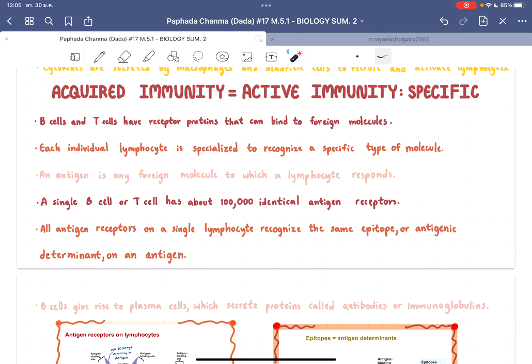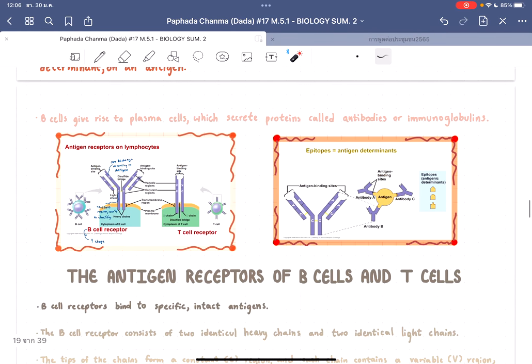B cells and T cells have receptor proteins that can bind to foreign molecules. Each individual lymphocyte is specialized to recognize a specific type of molecule. An antigen is any foreign molecule to which a lymphocyte responds. A single B cell or T cell has about 100,000 identical antigen receptors. Antigen receptors on a single lymphocyte recognize the same epitope, or antigenic determinant, on an antigen. B cells give rise to plasma cells, which secrete proteins called antibodies, or immunoglobulins.